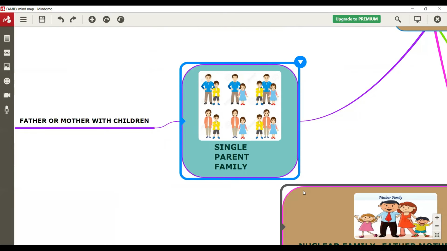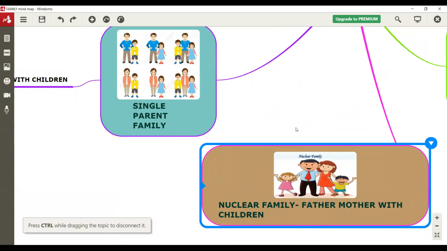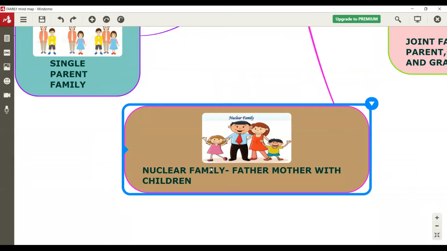Okay, Kanna. So next one we are going to see about nuclear family. What do you mean by nuclear family? Observe this picture for a while. You could see a father, mother, and their children. So here we could say this type of family is a nuclear family. What is it? Nuclear family.